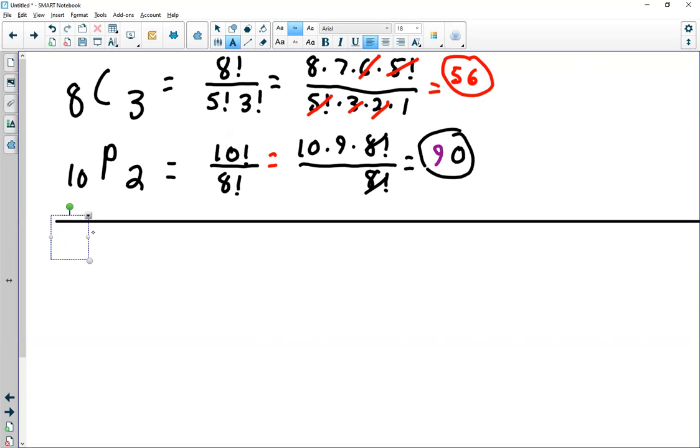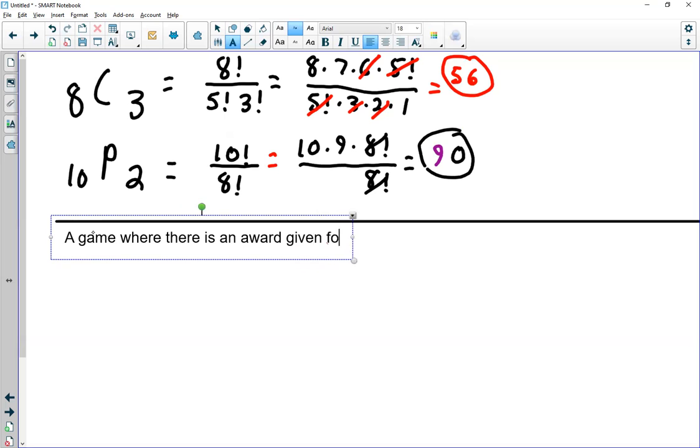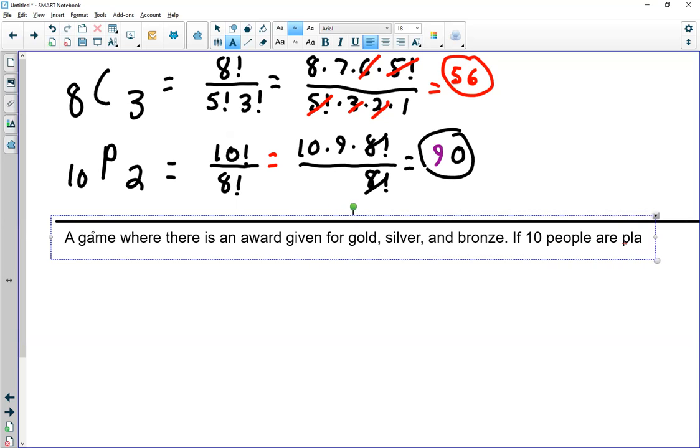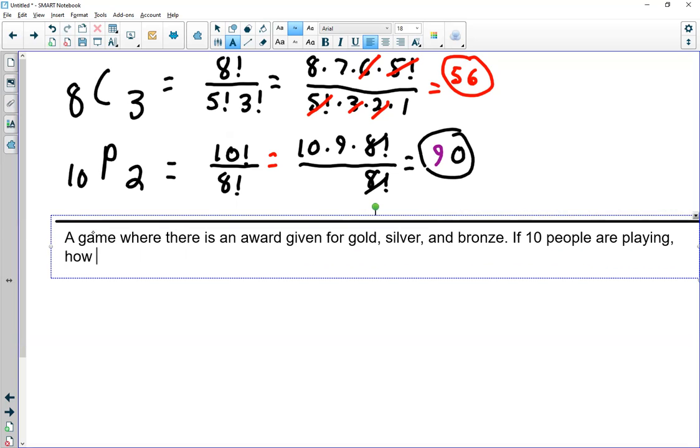I have to make up questions over at this part. A game where there is an award given for gold, silver, and bronze. If 10 people are playing, how many ways can people be awarded?